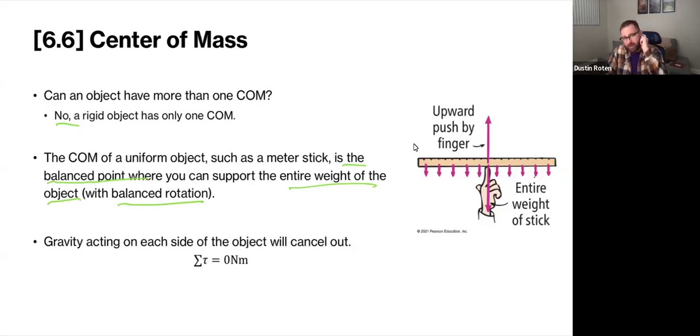If you think about how gravity is acting on this ruler, you've got all these force vectors. All of this is weight, mass pulling down.